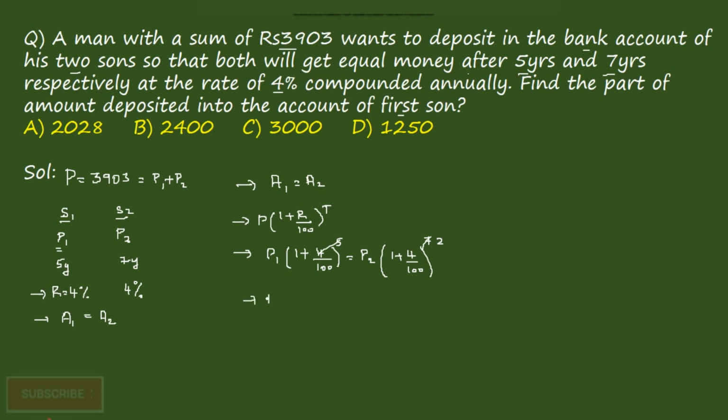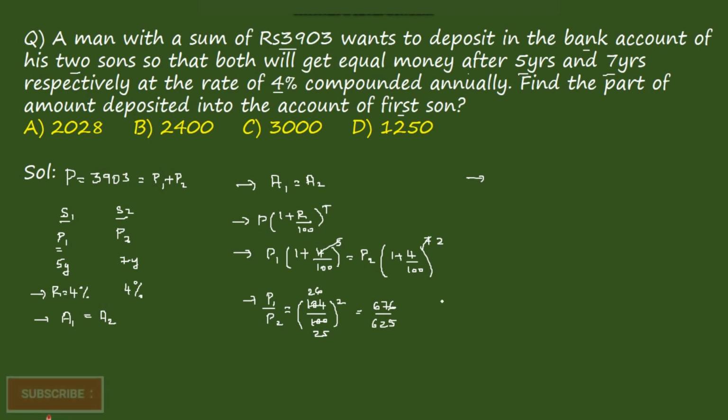So we get P1 by P2 is equal to (104/100) whole square, right? So 104/100 simplifies to 26/25. 26 square is nothing but 676, and 25 square is nothing but 625, right? But we know that P1 plus P2 is equal to 3903, so we have to find the value of P1.